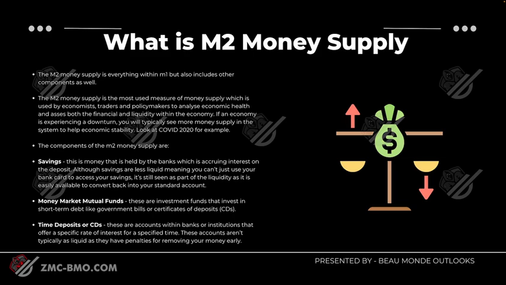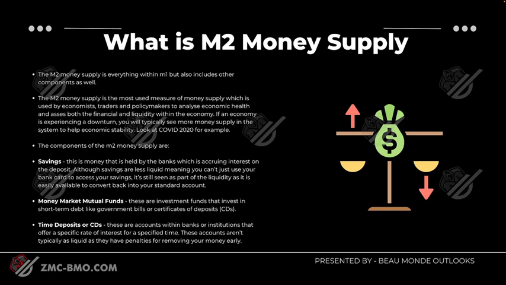The components of M2 money supply are savings. So that is money that is held by the banks, which is accruing interest on the deposit. Although savings are less liquid, meaning you can't just use your bank card to access your savings, it's seen as a part of liquidity as it's easily available to convert back into your standard account.